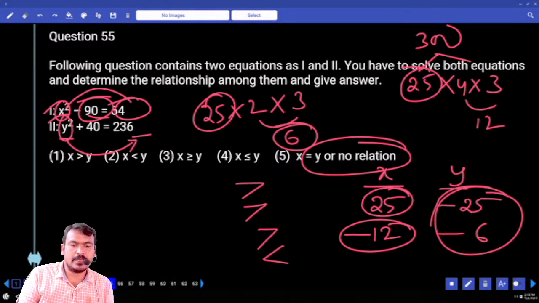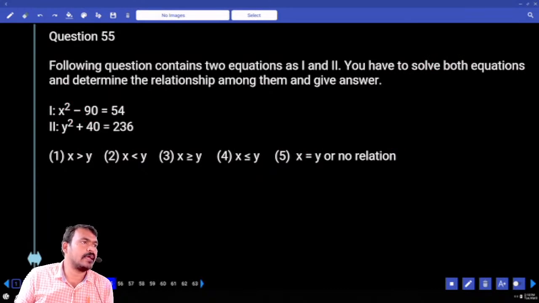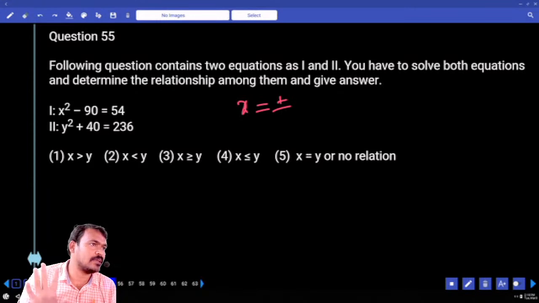Next, 55. X square minus 90 equal to 54. Negative 90 becomes positive 90. 54 plus 90, 144. X square equal to 144 means x value is plus or minus.